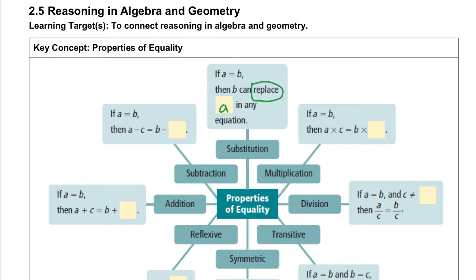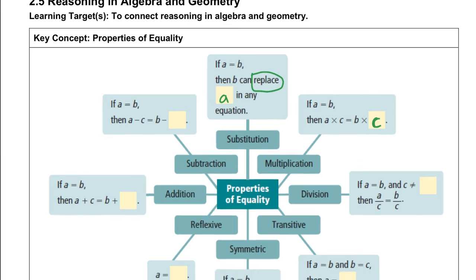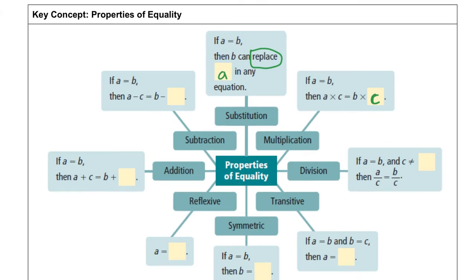Going down and to the right, the multiplication property of equality says if A equals B, then A times C equals B times C. And that essentially says if I multiply both sides of an equation by the same quantity, it doesn't change that equation. Same thing for division. If I divide both sides by the same number, C, that doesn't change the equality. It doesn't change the equation. The only way this does not preserve equality is if C is 0, because we cannot divide by 0.